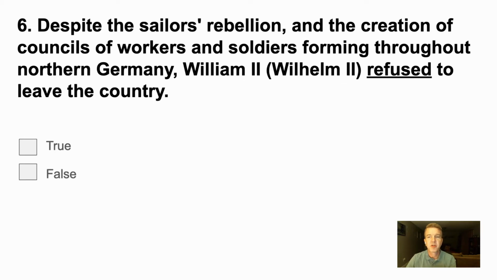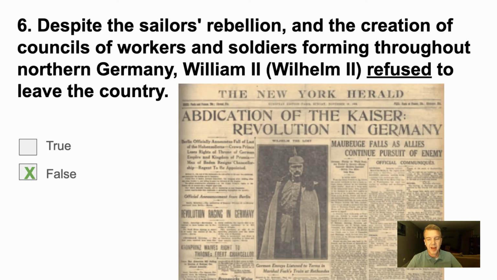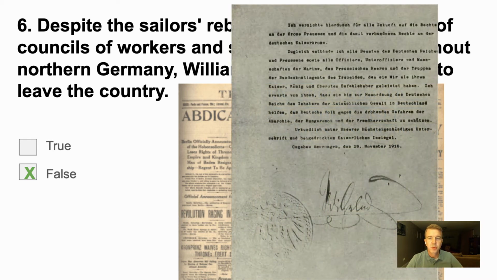Moving on, despite the sailors' rebellion and the creation of councils of workers and soldiers forming throughout northern Germany, Wilhelm II refused to leave the country. That is false. He does leave. He abdicates and leaves. And in fact, there's the New York Herald announcing that. This is his actual abdication letter.